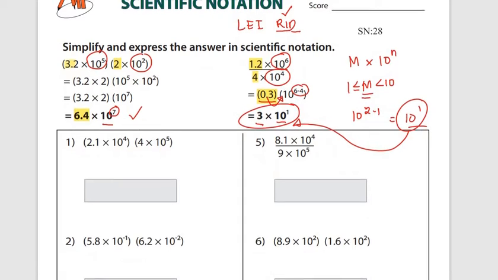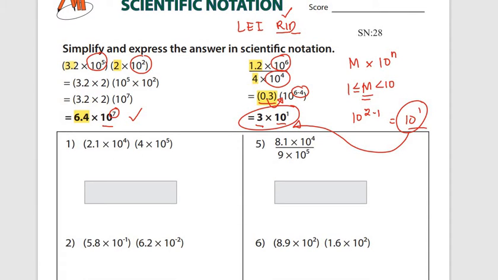So let's go ahead to number 1 here and apply the things that we have just talked about. 2.1 times 10 raised to 4 times 4 times 10 raised to 5. So first things first, identify your numerical factor and multiply it. So 2.1 times 4 would give us 8.4. Now times 10. Look at the bases, my dear. That's just 10. And then you just have to simply add the exponents. 4 plus 5, that's 9. This is your final answer.